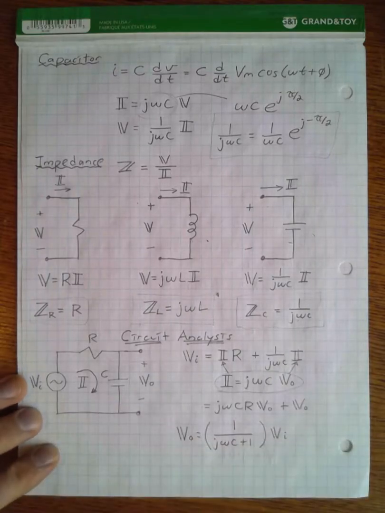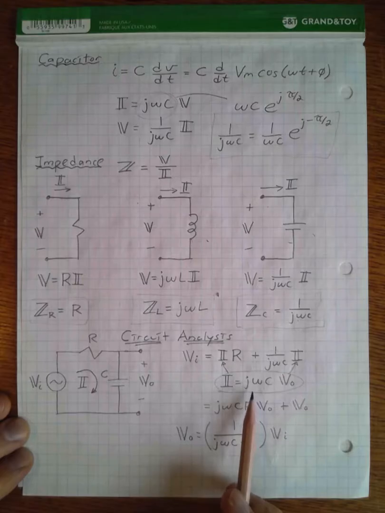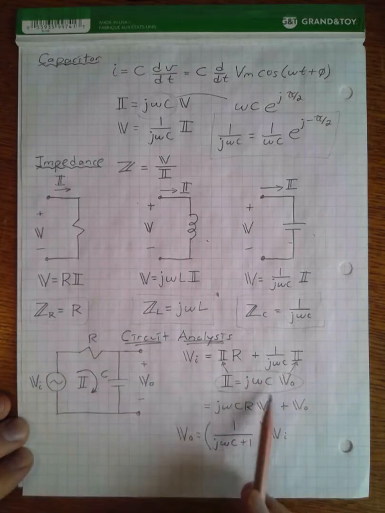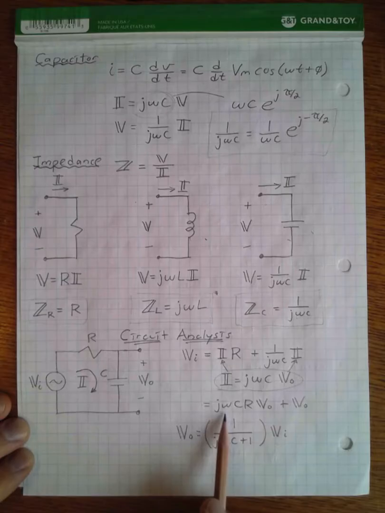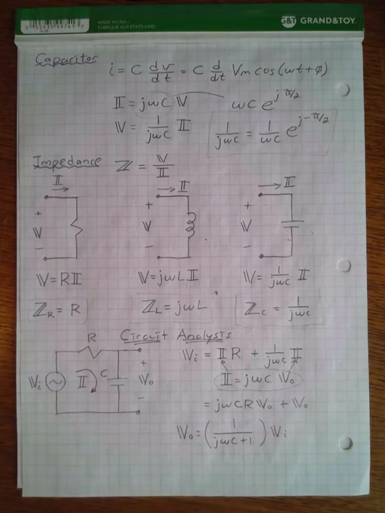So that's just KVL, and we just used these impedances just like we would use normal resistances, except that, of course, these are complex numbers. And we would just handle them inside our calculators using the complex number feature of our calculators.